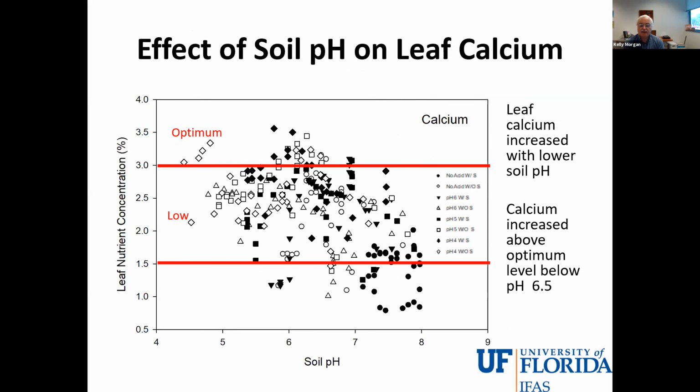And just as an example, I have calcium content here. The red bars indicate the optimum level of leaf calcium for citrus. Optimum would be above this red bar. Low would be between those 2 bars. And you can see we only got into the optimum range at about a pH of 6. As we went lower in pH and higher in pH, nutrient availability was not as great, and we had difficulty maintaining optimum pH in our soil.